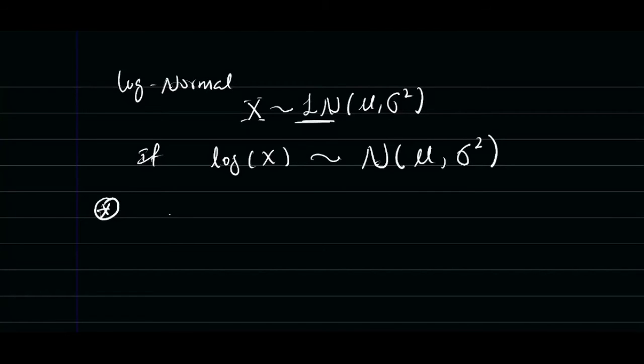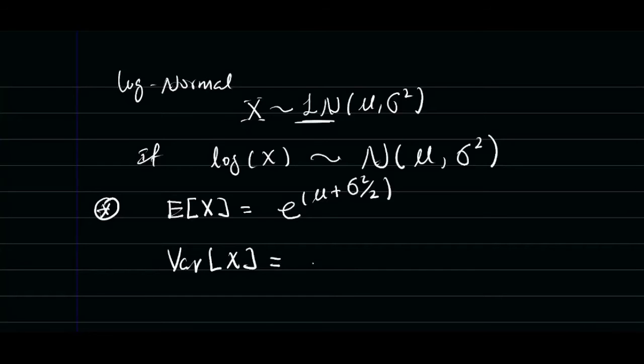The other very important thing is that if you calculate the expectation of this log normal distribution, you will get e to the power of mu plus sigma square over 2 by the moment generating function. Moreover, the variance of log normal distribution is given by e to the power of 2 times mu plus sigma square times e to the power of sigma square minus 1.